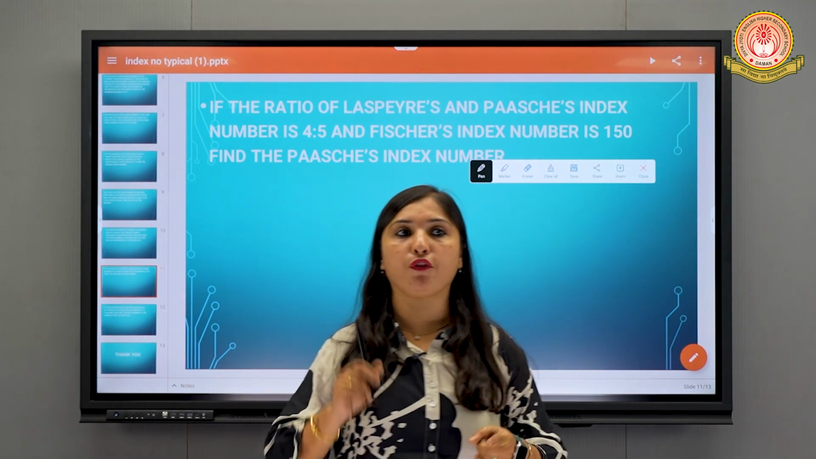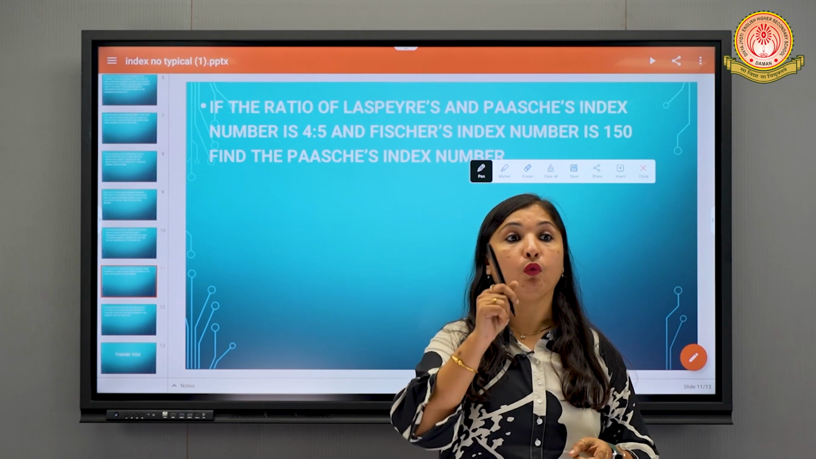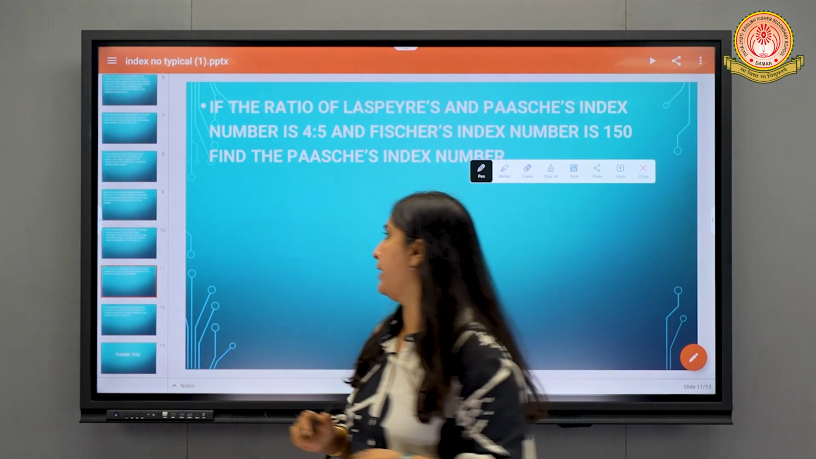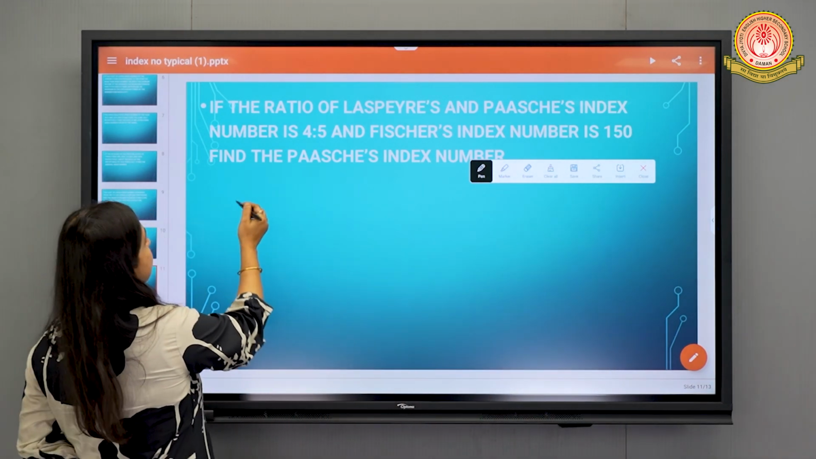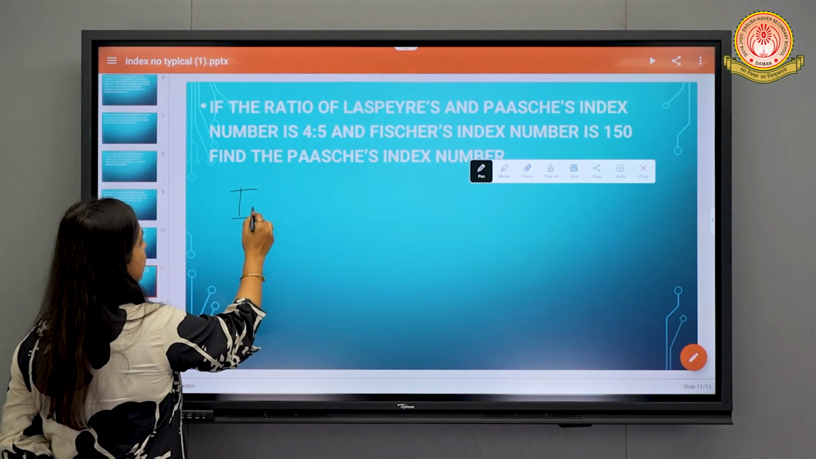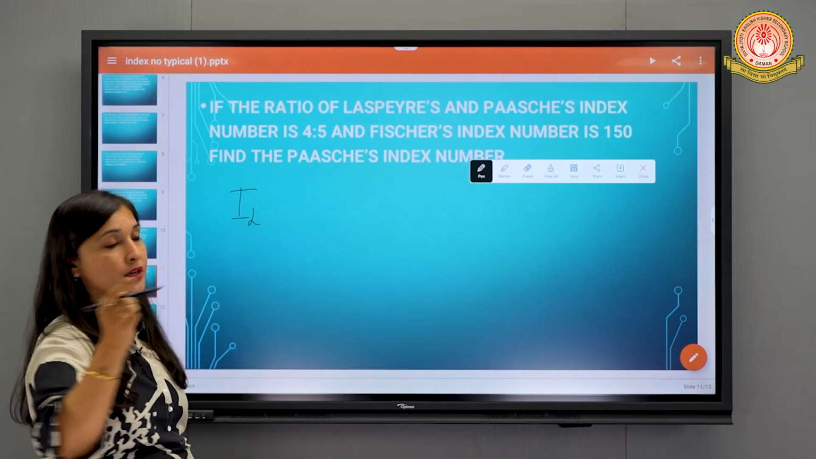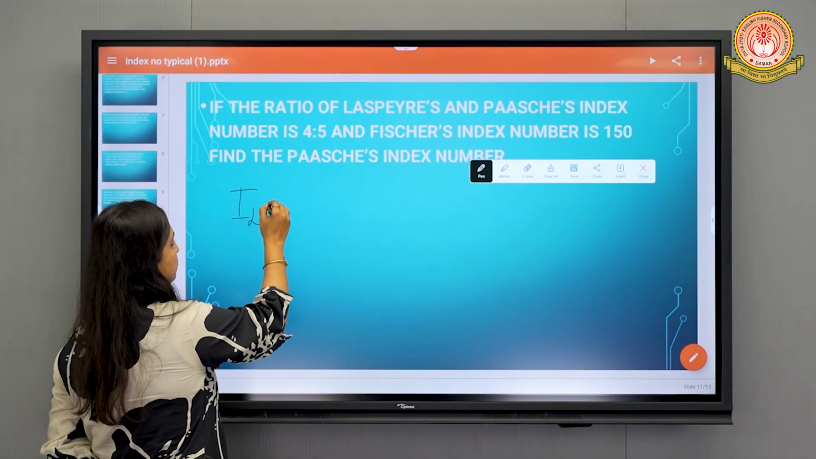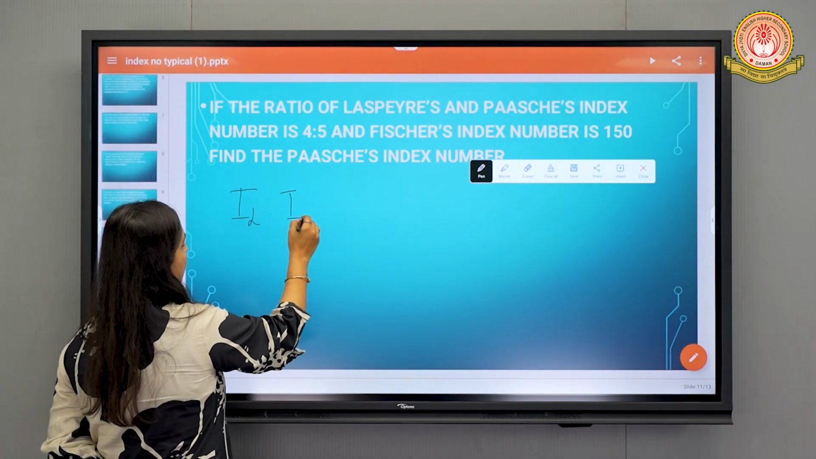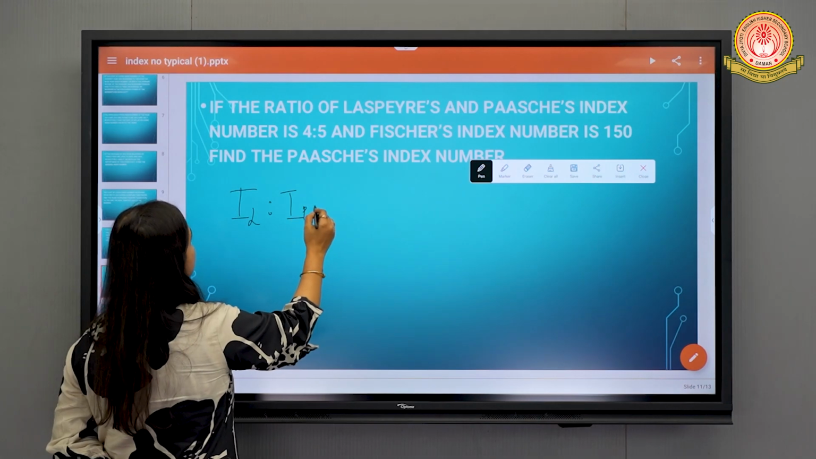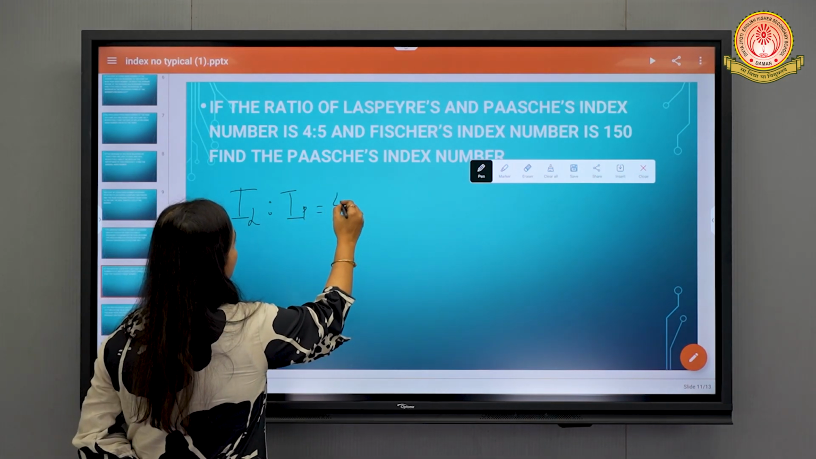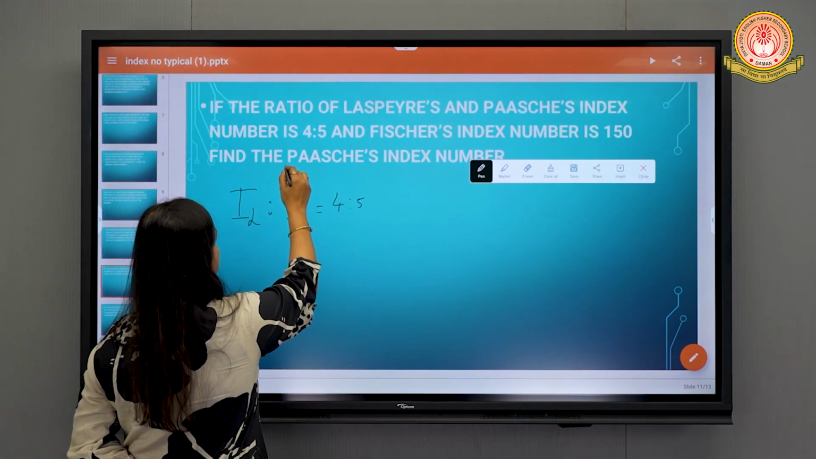Yes, what did I say? For short sums, what trick to be used? What is given to you? That we will write first. What is given? It is given that last year's, that is IL, and the ratio of last year's to past year's is how much? 4:5. This is given to you.